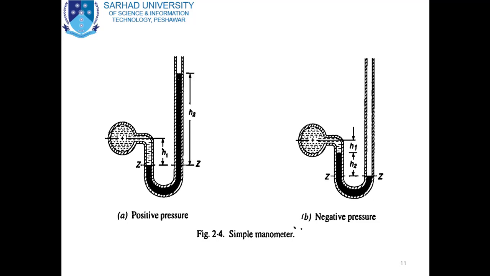Let's consider, for example, in this figure, a manometer is connected to the pipe, and the liquid in the pipe exerts a pressure on the liquid in the tube, which is mercury. As a result, the liquid in the left limb will go downward, and the liquid in the right limb will move upward.